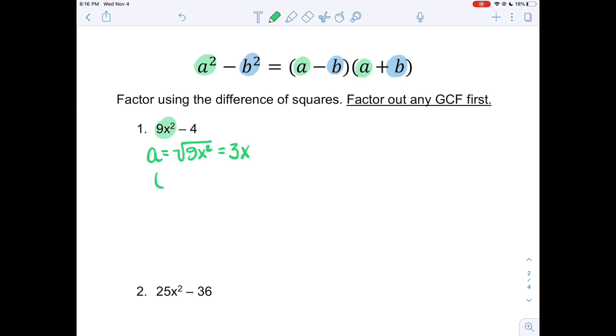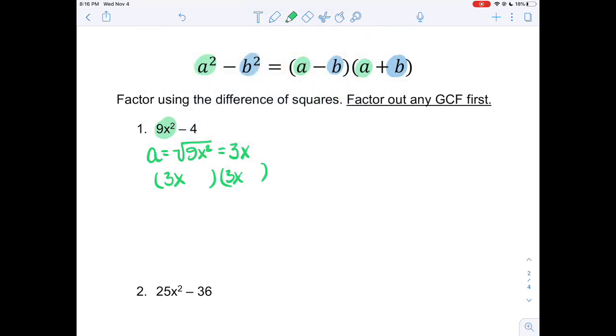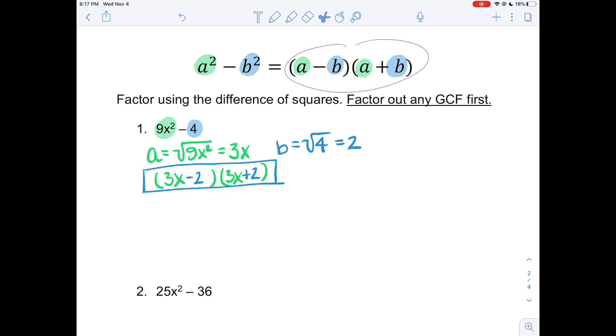And so I can go ahead and set up the front of each of my parentheses with the 3x. Now I'm going to take care of the b term. The b term had a 4, and so my b is equal to the square root of 4, so b is going to be 2, because the square root of 4 is 2. I need a minus 2 and a plus 2 in order to fit the pattern that we have right up here: a minus b and a plus b. So this is my factored form without doing an X puzzle with a T-chart and a box and taking greatest common factors to find it.